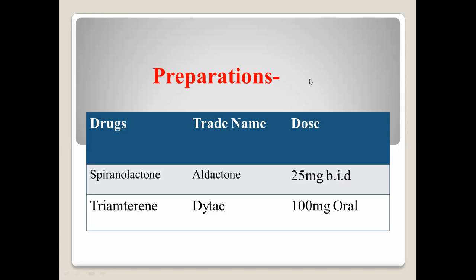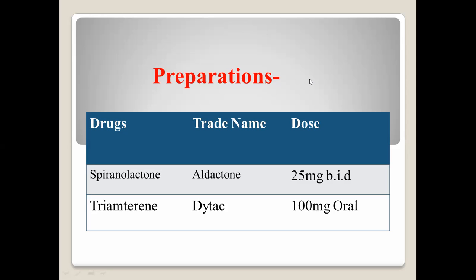The next one, preparations. First drug, spironolactone. Trade name Aldactone. Dose 25 mg BID. BID means twice in a day.